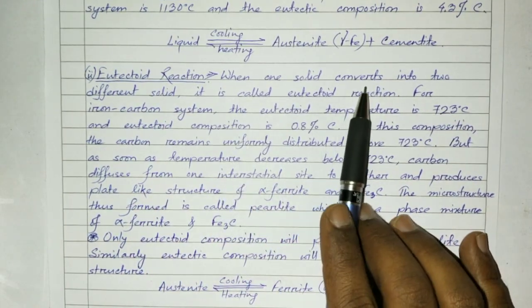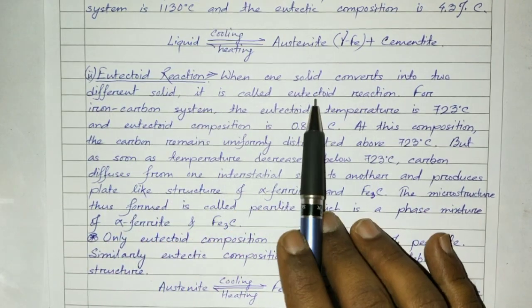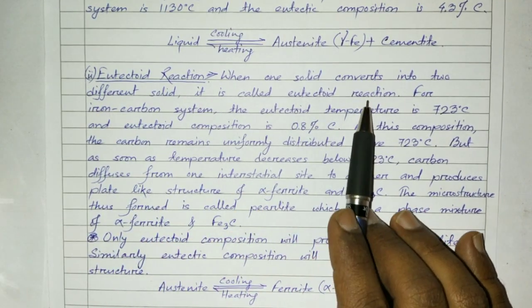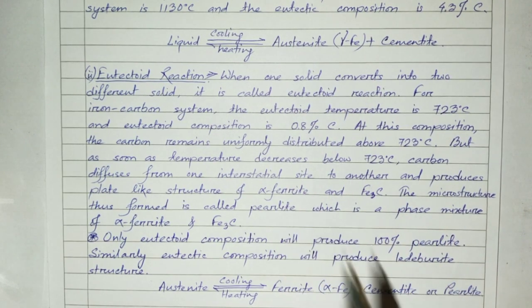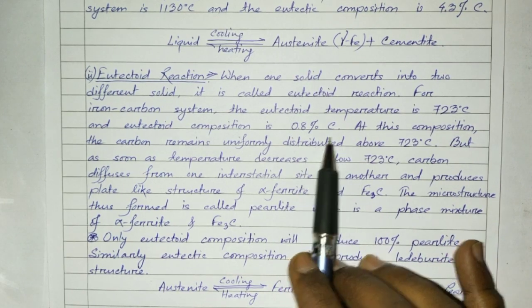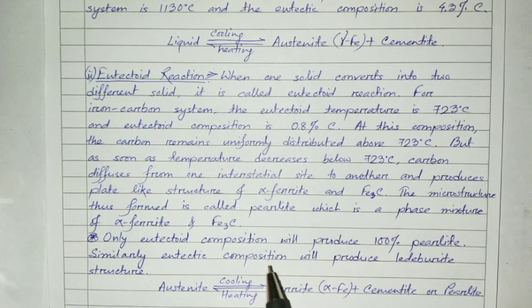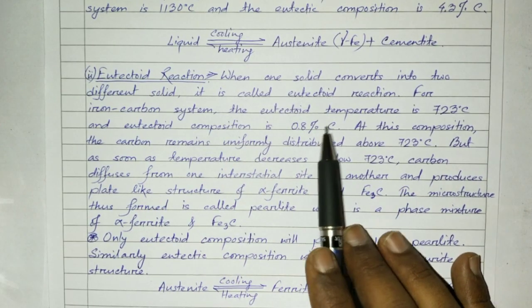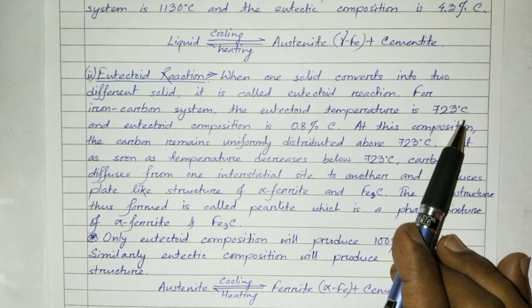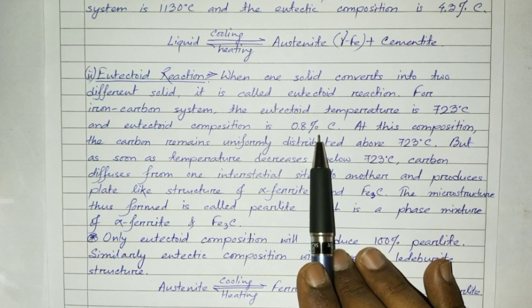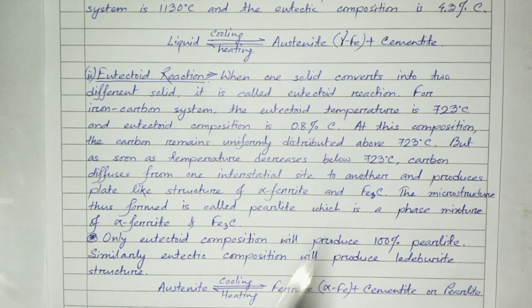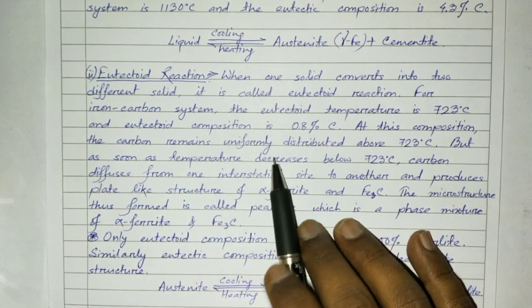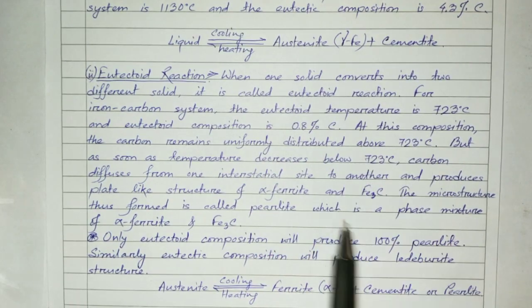When one solid converts into two different solids, it is called the eutectoid reaction. In the case of the iron carbon diagram, we can see that austenite transforms into ferrite and cementite, which are two different forms of iron. So that point is called the eutectoid point. The eutectoid temperature is around 723 degrees centigrade and the eutectoid composition is 0.8% of carbon.